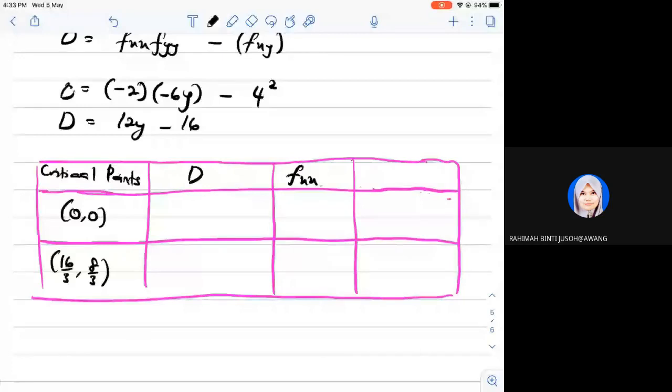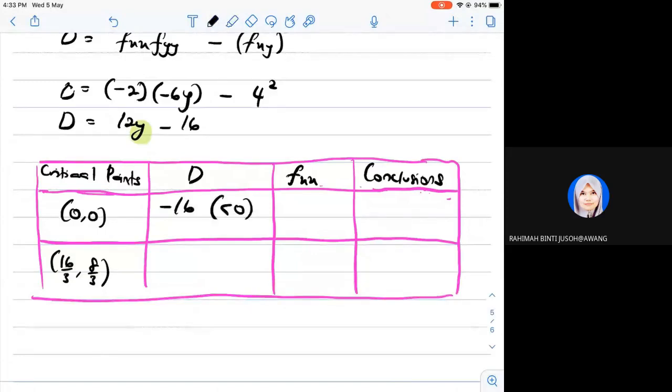Okay. So when we substitute, memandangkan kita hanya ada y je dalam D ni. So just substitute coordinate y lah. 12 times 0 minus 16. So we will get negative 16 lah kan? Negative 16. So negative 16 ni less than 0. So perlu tengok fxx tak? Do we need to refer to fxx? No need. Okay, good. No need because it's already negative. Therefore, the conclusion is? Saddle point. Yes, very good. Saddle point.